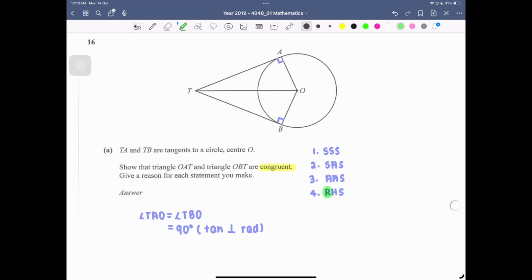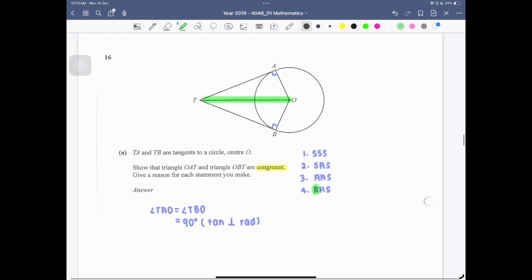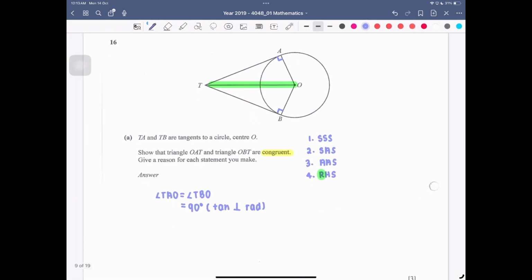Now let's take a look at their hypotenuse. If the right angle is here, their hypotenuse will be the one that is opposite. Their hypotenuse is actually this one, and you will realize that they share the same hypotenuse. So we can say OT is a common side, in fact, a common hypotenuse. So we fulfill the H as well, and we need one last side.